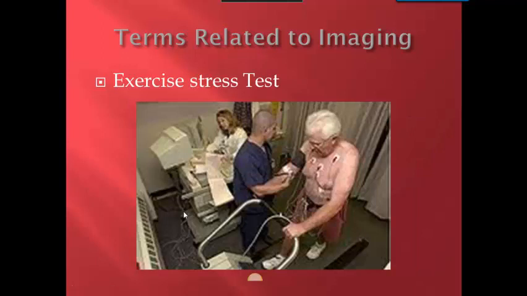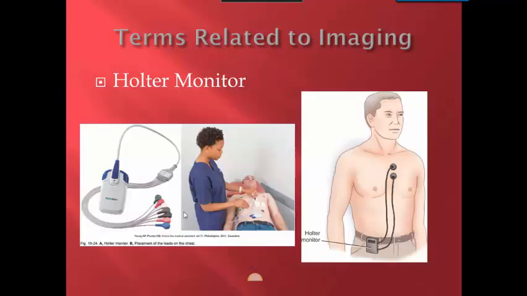Stress testing: we can put you on a treadmill and see how your heart does under exercise, and with that we can see if you have any abnormalities or arrhythmias. If you're unable to exercise on the treadmill or to tolerate that, we can do a chemical stress test where we give you a drug and then stress your heart that way and see how it reacts.